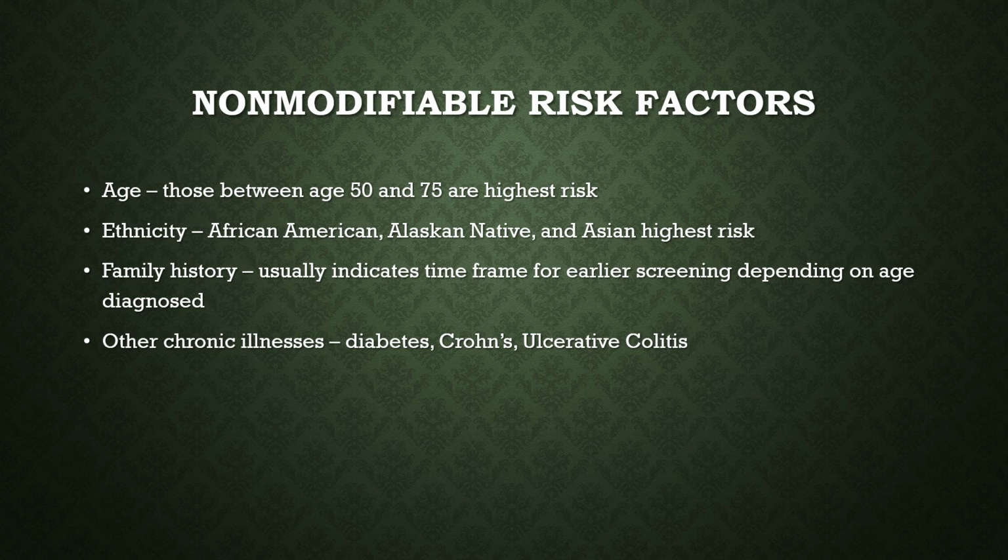There's two categories of risk factors. There's non-modifiable, which we'll talk about now, and modifiable that we'll discuss in the next slide. Non-modifiable meaning these are things that are inherent to you and you can't change no matter what you do or say. Things that we're born with. Now, one of them is age. One of the highest age categories for risk is between the ages of 50 and 75.